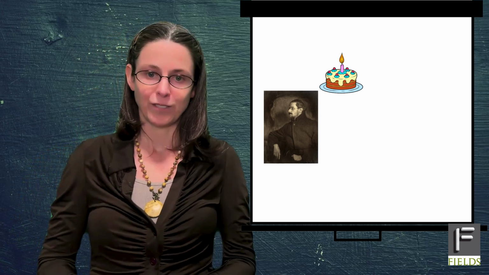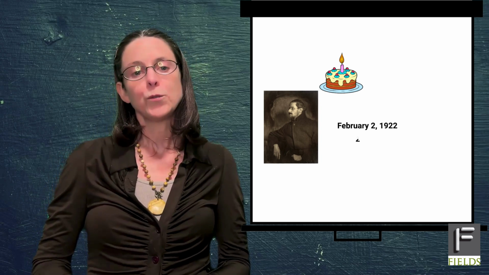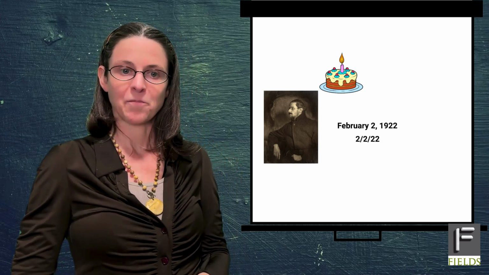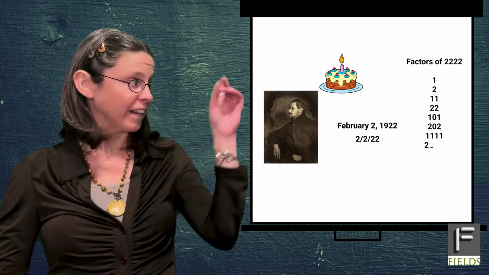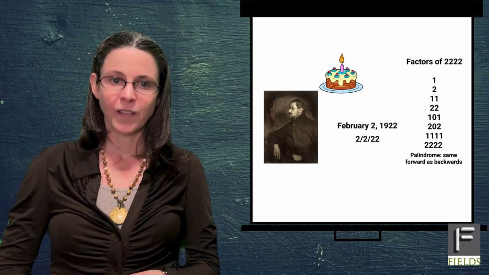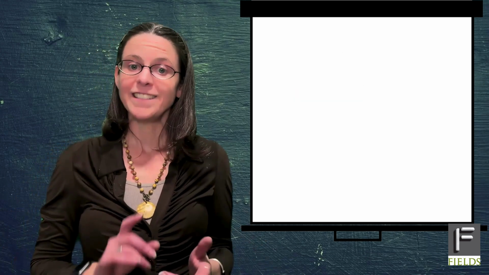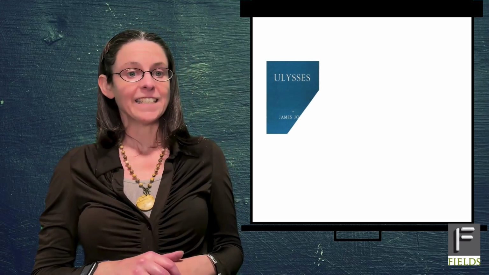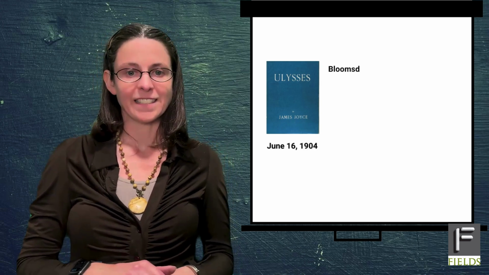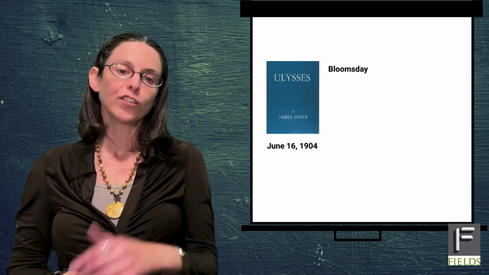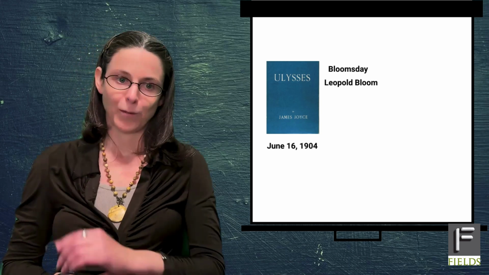Well, the first edition of Ulysses, a very limited run, was published on February 2nd, 1922, or 2/2/22, on Joyce's 40th birthday. An interesting fact, 2,222 is a number where all of the factors are palindromes, numbers that are the same forwards and backwards. It's important to note that Ulysses does not take place on February 2nd. Instead, it takes place over one day, June 16th, 1904. In fact, June 16th is now celebrated as Bloomsday, in honor of Joyce's main character in the book, Leopold Bloom. And it's a celebration of the author and the book.